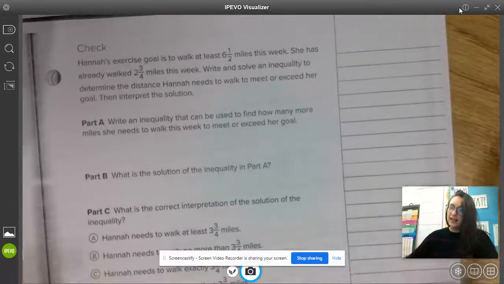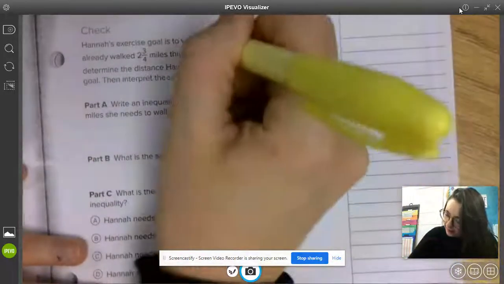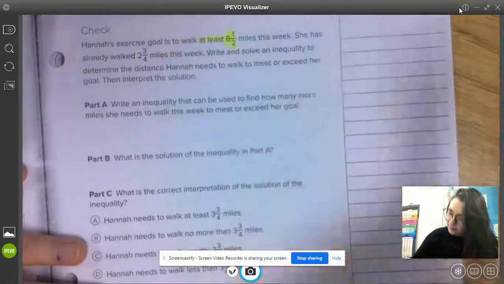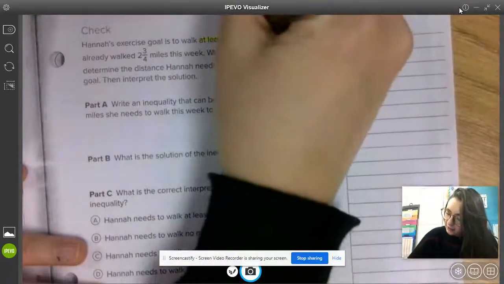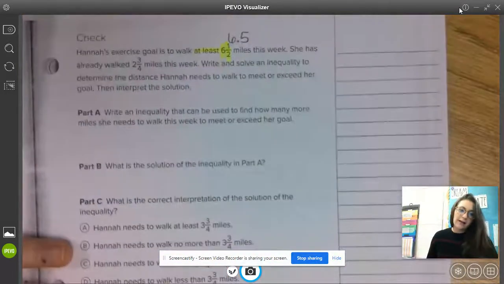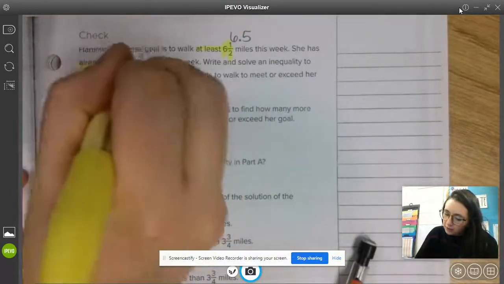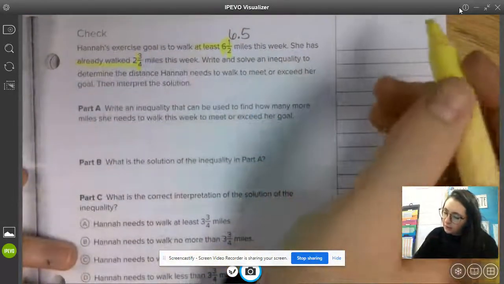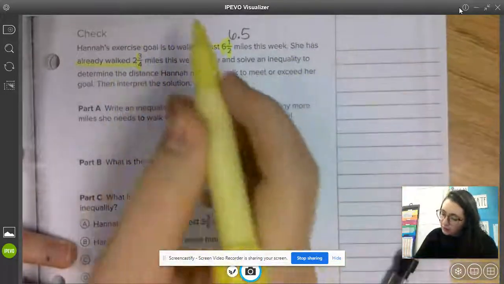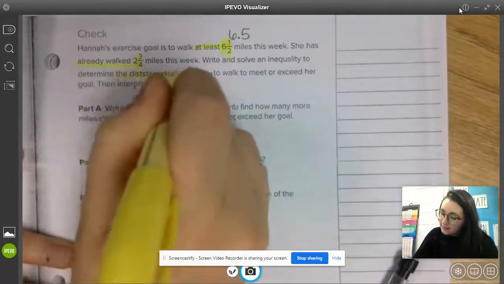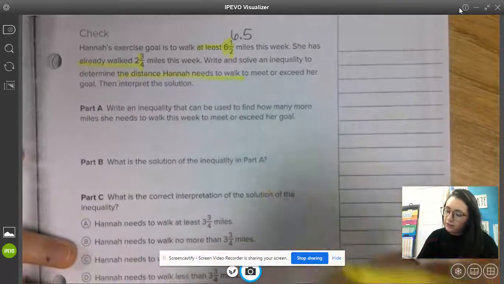All right. Hannah's exercise goal is to walk at least 6.5 miles. And I like to change things to decimals. You don't have to, but I like to. She has already walked 2 3/4 miles this week. Write and solve the inequality to determine the distance Hannah needs to walk to meet or exceed her goal.